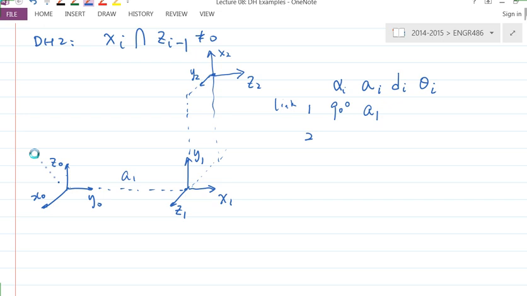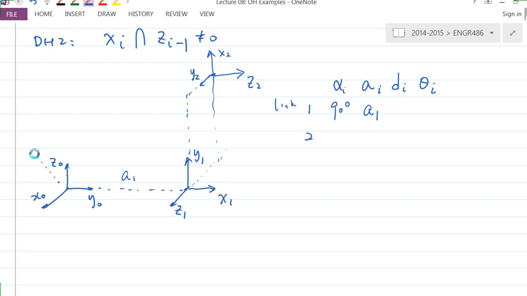So d_i is the distance between the two adjacent x axes where they intersect, so this should be zero, right? And theta_i is the angle between the two adjacent x axes about the z0. So how do you rotate from x0 to x1 about z0? That's the idea. So, 90 degrees, is it clockwise or counterclockwise? This is counterclockwise, yeah, positive.